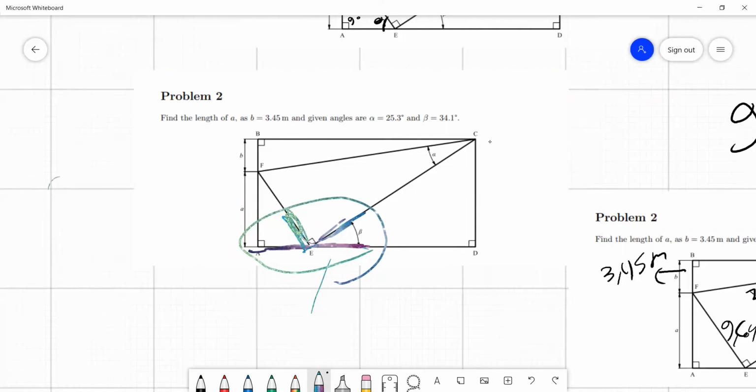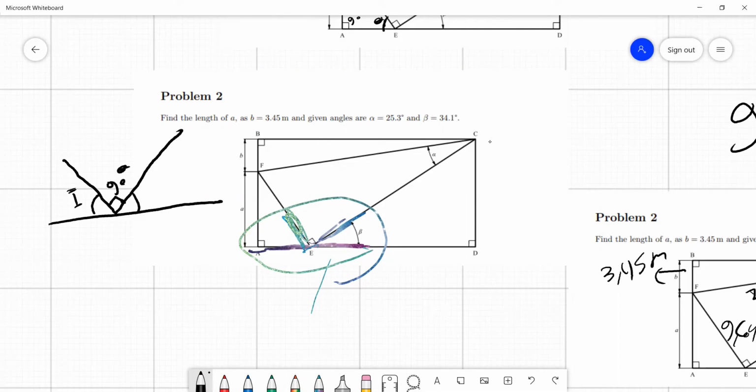So if I were to draw it, we have a straight line like this, and then there is one line coming at an angle, and this is our interest angle. So let's put I for it. This is the angle we're interested in. And there's another angle coming out, and it has this square, which means it's 90 degrees. And the third angle is beta, which is given to us actually over here, which is 34.1 degrees.